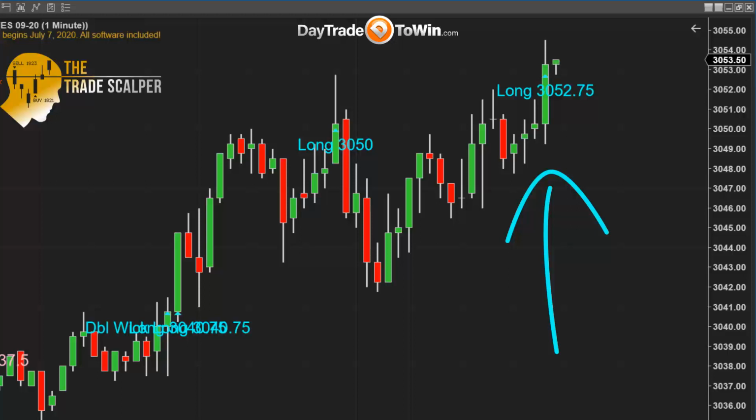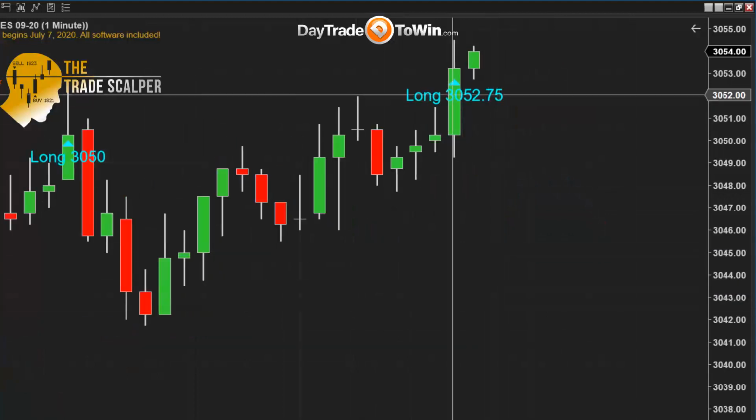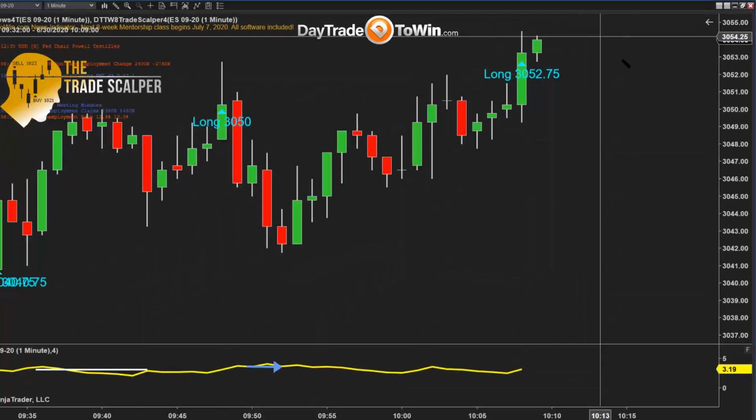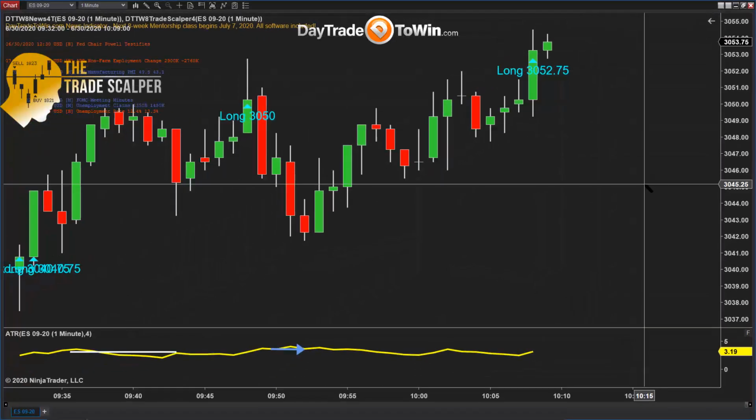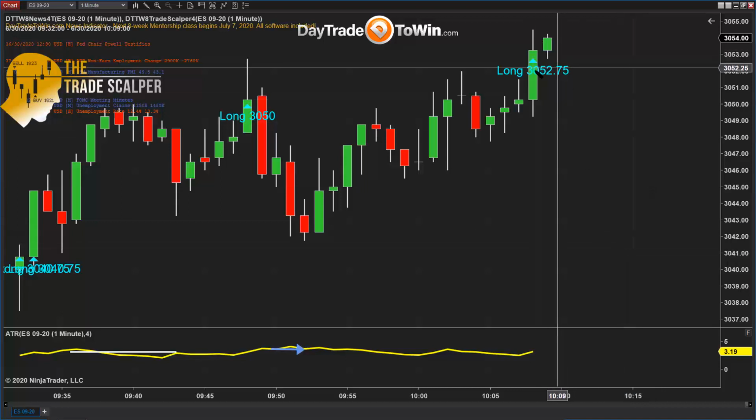Okay. So we see a signal here live, 30.52.75. Remember, the entry should be as close as possible to 30.52.75. If you're getting long a few points above that, obviously it's not the intention. The intention is to get as close as possible, not chasing this market. That's important to understand.